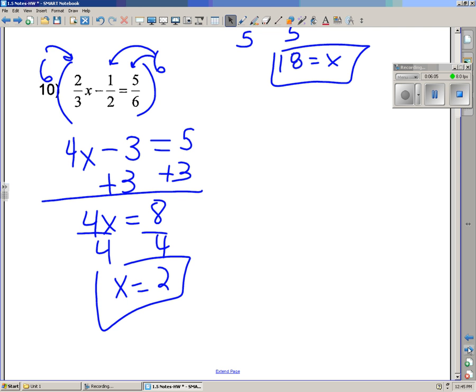Okay? If you are used to solving problems with fractions by adding and subtracting fractions as they are, getting common denominators, etc., that is fine. I prefer to eliminate the fractions by multiplying through by a common denominator to have my equations look a little bit nicer. But again, it's up to you.